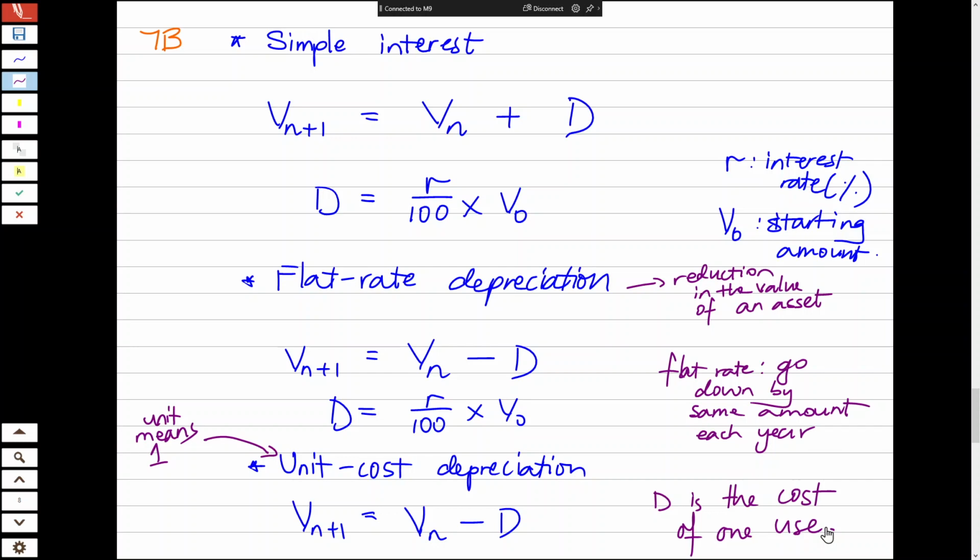So I'm presenting this up front to you because when you do exercise 7b, you're going to use one of these three things. It's either going to be simple interest, flat rate depreciation, or unit cost depreciation. So I think what I'll do is I'll do an example of flat rate depreciation and an example of unit cost depreciation.